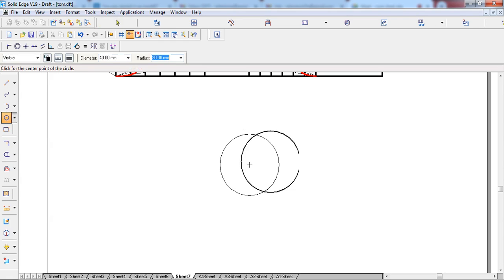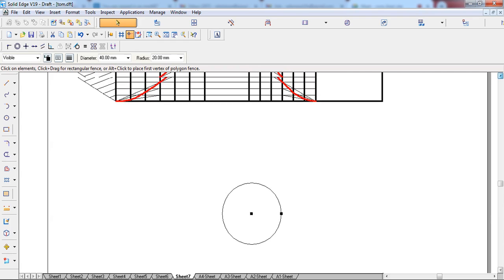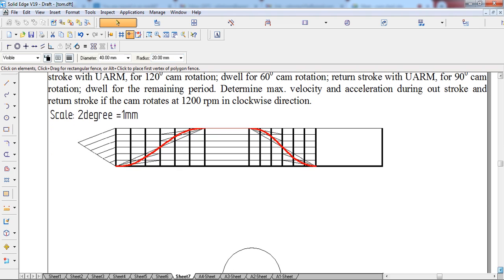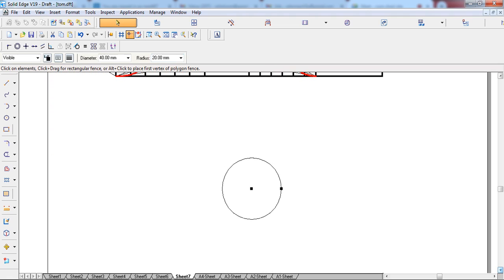Sir, how to identify which method you have to use, like the offset method or the other one? It is given in the question. Read the question. What I told in the first line only: it is in-line, it is radial. Otherwise, in the question, it will be given offset by some distance. Here it is not specified. If offset is not specified, it is assumed that it is in-line only. So read the question according to that.